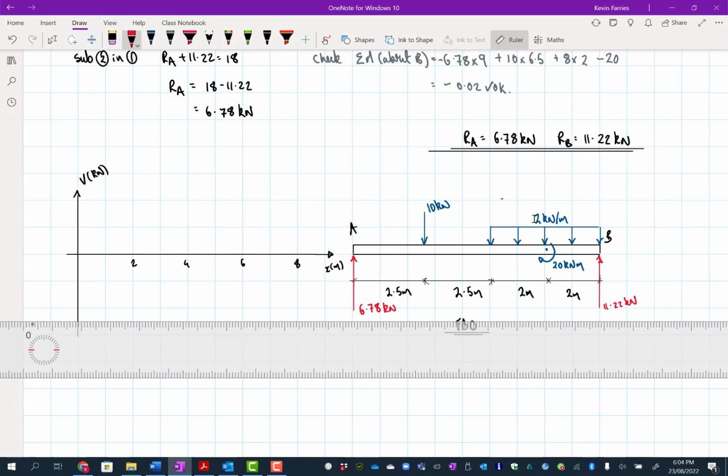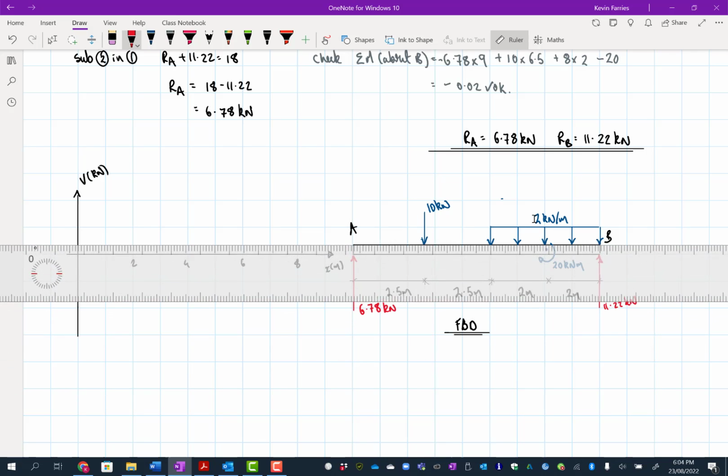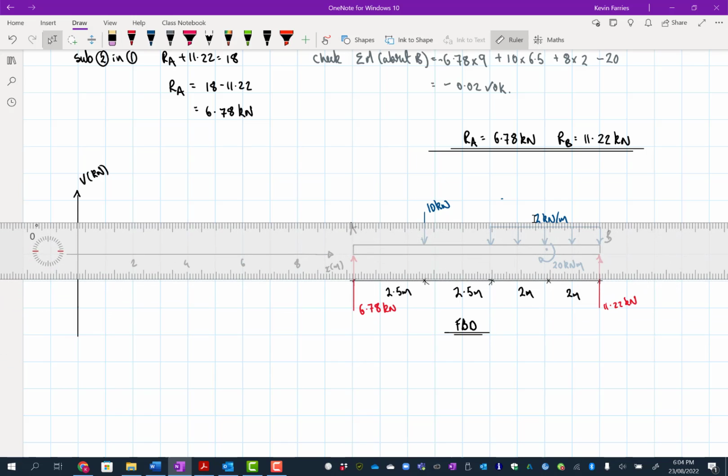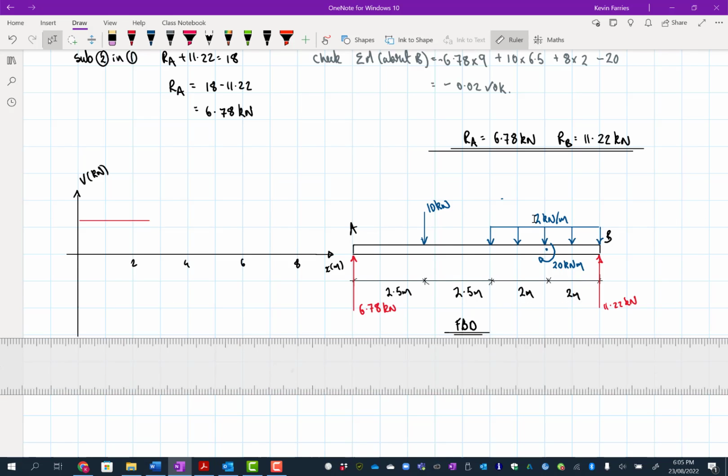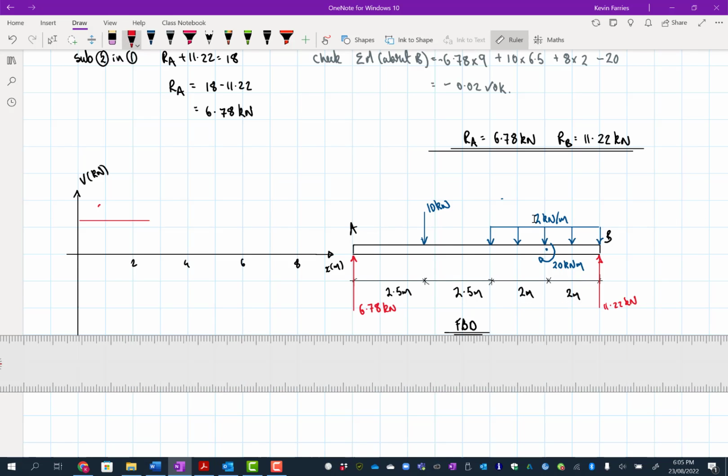So the first thing is we're going to go up by that. I'm using 6.78, nearly 7, somewhere around there. And it'll keep going like that. There's nothing in between, so it'll keep going like that until it gets to the first force, which is at 2.5. And then I might as well do it in red like I've been doing so far. We'll make 2.5, and we'll just write it on, so that's 6.78 kilonewtons.